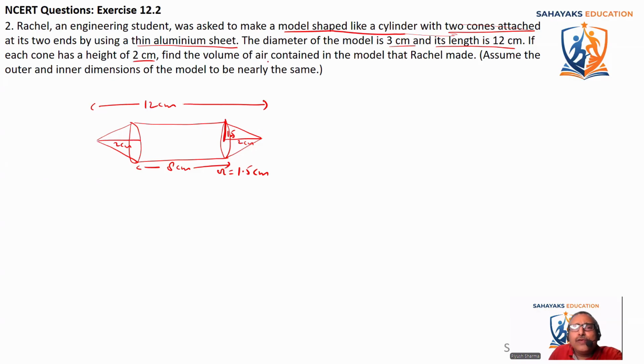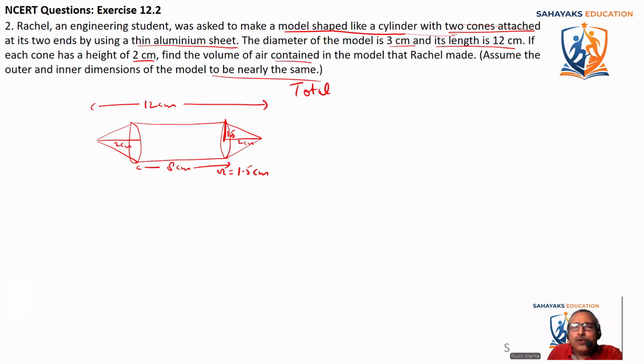Find the volume of air contained in the model that Rachel made. Assume that the outer and inner dimensions of the model to be nearly the same. Okay, so if it's very thin, we are considering the outer and inner dimensions are exactly the same. So we need to find the total volume of the shape. I just clear it up. Writing very badly, so I should write slowly for you to understand.